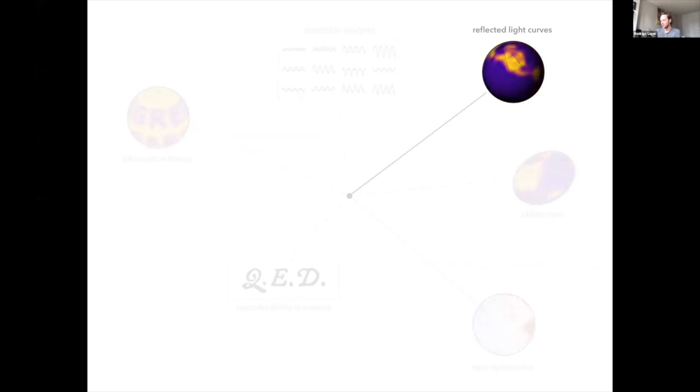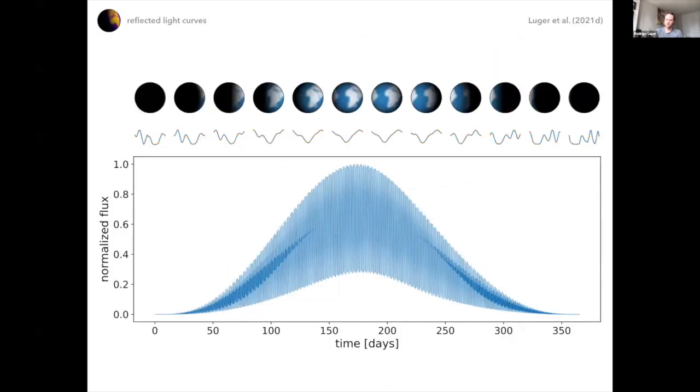Switching gears a little, I'm not talking about planets and trying to figure out what planets look like, but still in the same vein of thinking about information theory. I mentioned this at the beginning of the talk. It turns out that if you observe a phase curve of a planet in reflected light, its information content is actually huge. Here is a figure from another one of my papers earlier this year.